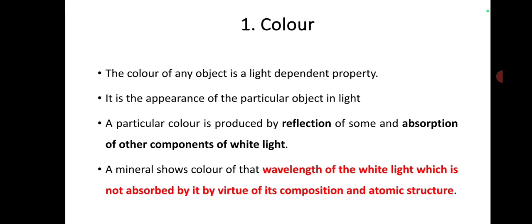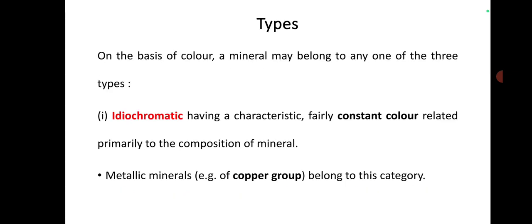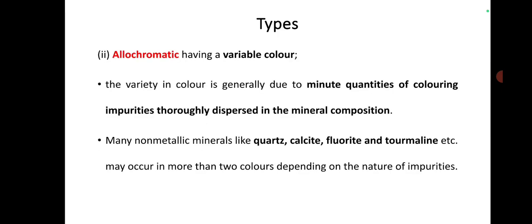On the basis of color, we can classify a mineral into three types. The first is idiochromatic, the second is allochromatic, and the third is pseudochromatic. Let's see what these terms are. Idiochromatic means it has a characteristic, fairly constant color. For example, metallic minerals, like those which belong to the copper group, all have a constant color. That is an example of idiochromatic.